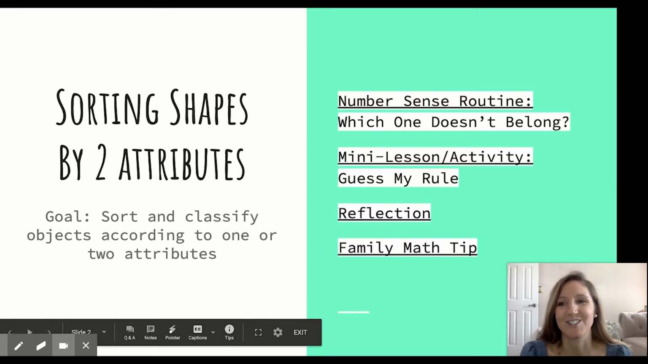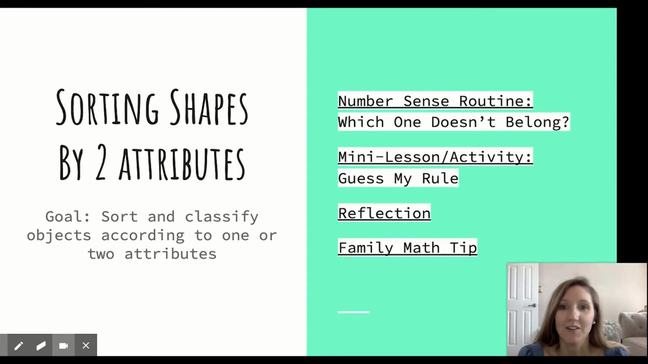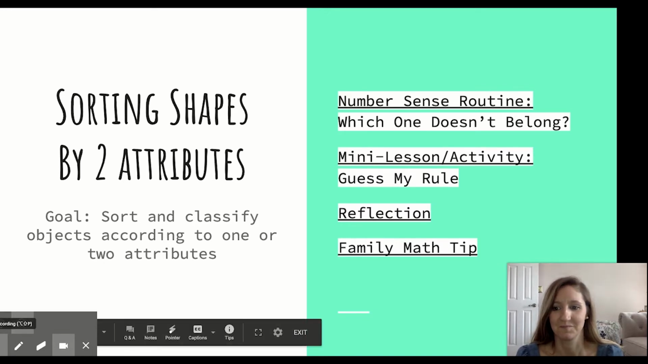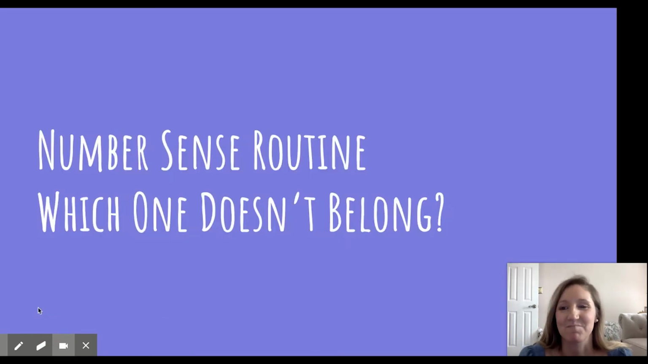Our goal today is to sort and classify objects according to one or two attributes. Remember, attribute is just the fancy word that mathematicians use for characteristic or feature. Let's get some practice training our eyes and brains to look closely at objects by playing the game, Which One Doesn't Belong?